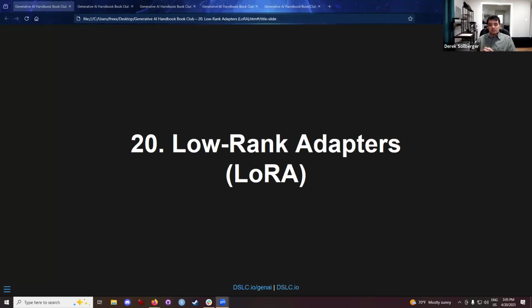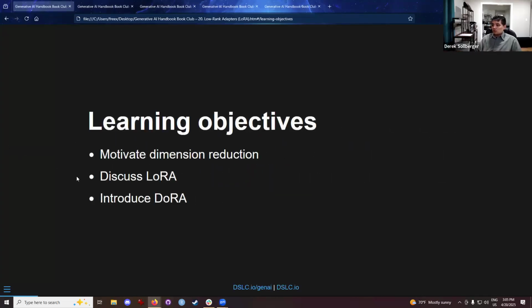So what we're doing today is looking over some of the ideas in this realm of fine tuning. And as you can see, up first is the notion of low rank adapters, cleverly given the abbreviation LoRA. In particular, we're going to talk about dimensionality reduction.